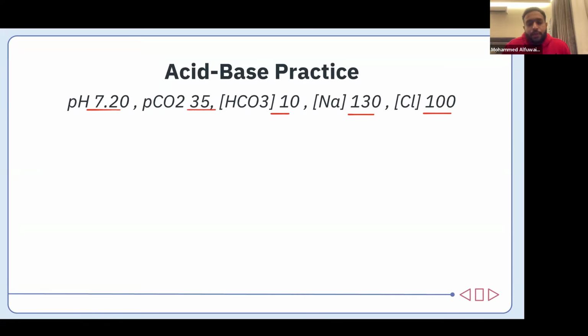Acidotic. Okay. Bicarb. Is it low, normal, or high? Low. So what do you think this patient has? Metabolic acidosis. What do you want to do next? Winter. Good. Fine.